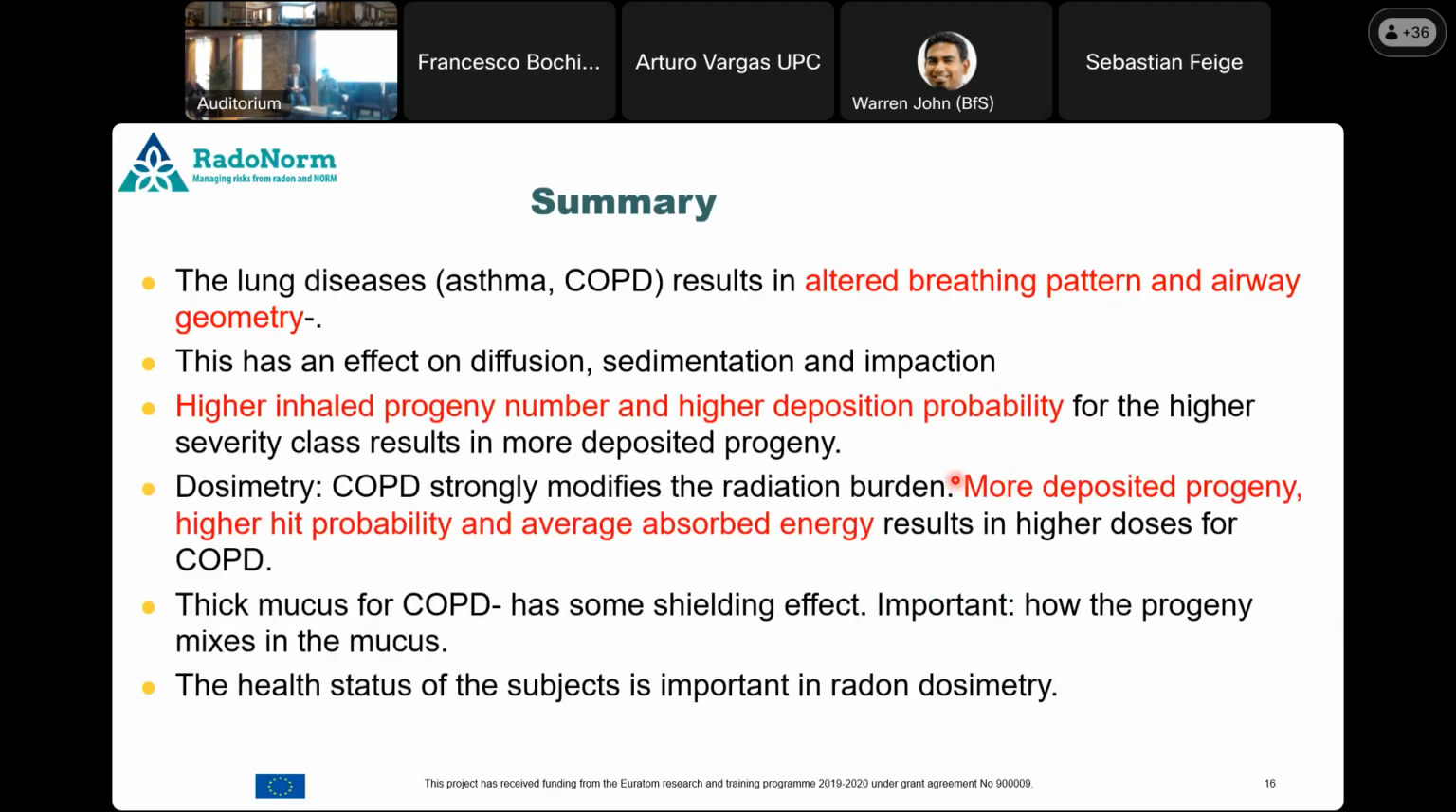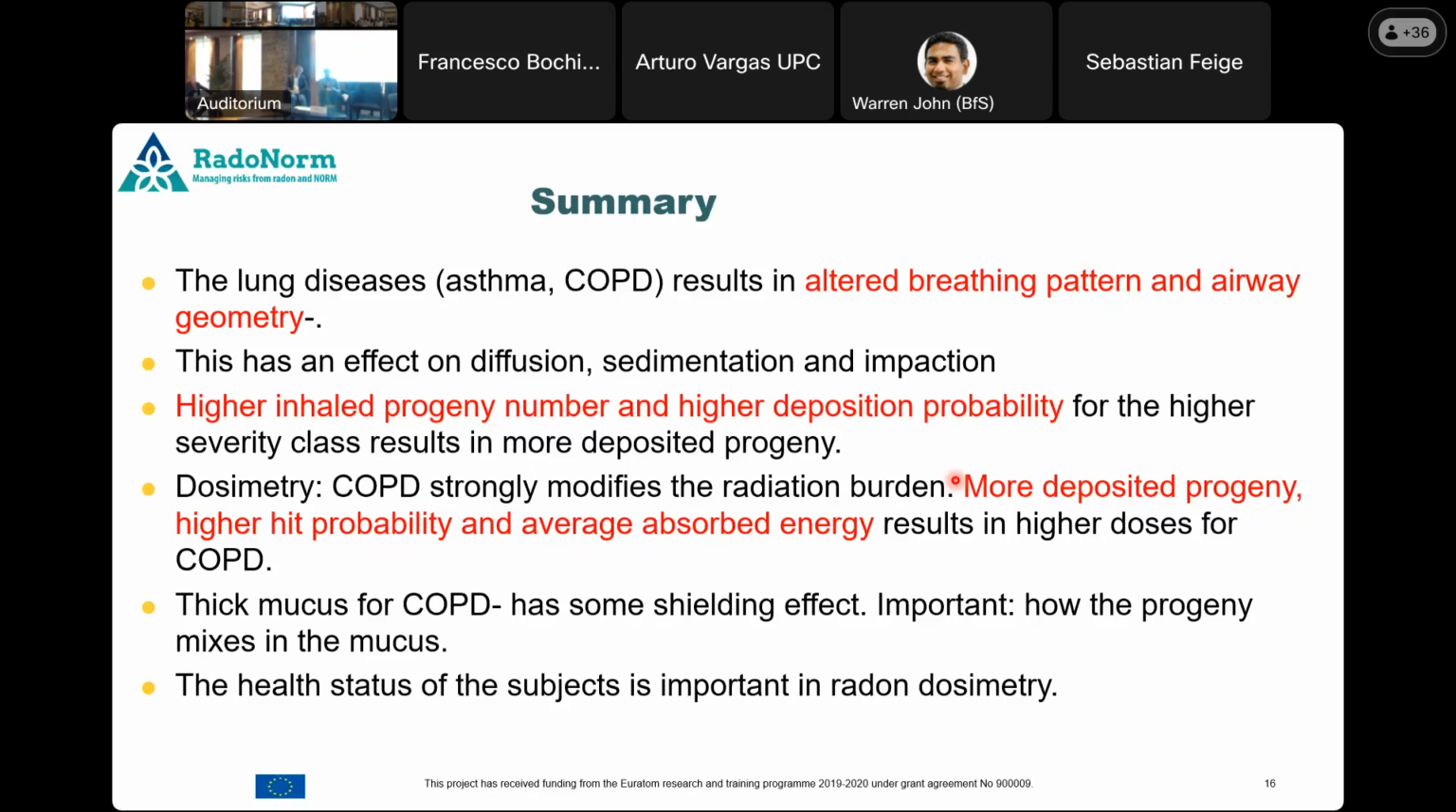So also more energy will be absorbed in the radiation sensitive cells. The mucus has some shielding effect, but it cannot compensate the dose elevating effect of the higher deposition and the contraction. The health status of the subject is very important here on dosimetry.